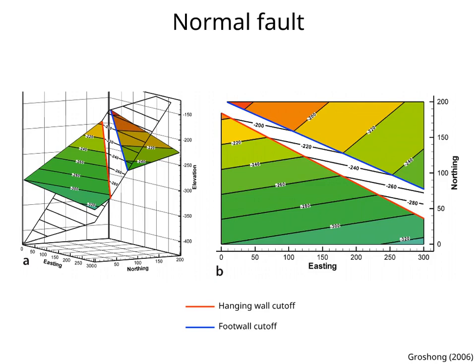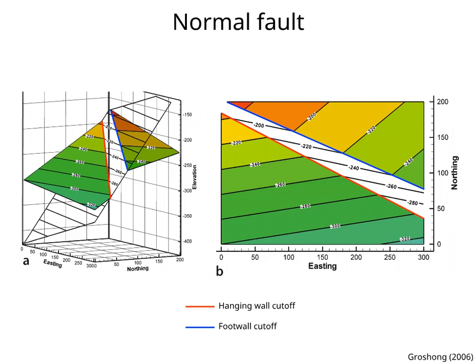Figure B shows the structure map for this situation. The horizon is colored by elevation, and the hanging wall and footwall cutoffs are drawn in red and blue, respectively. The cutoffs define a fault polygon. Within the fault polygon, the horizon is not present. The elevation contours within the fault polygon are the structure contours of the fault.